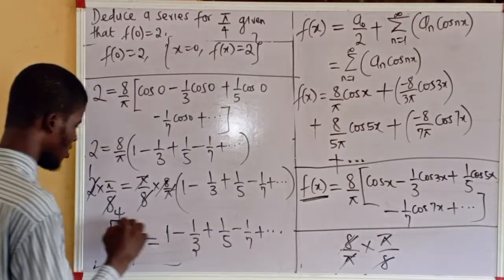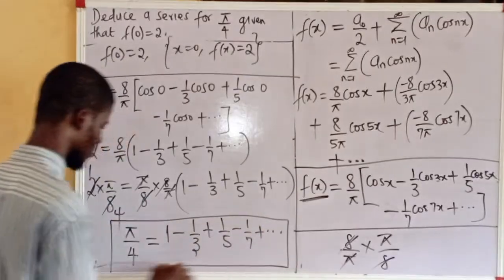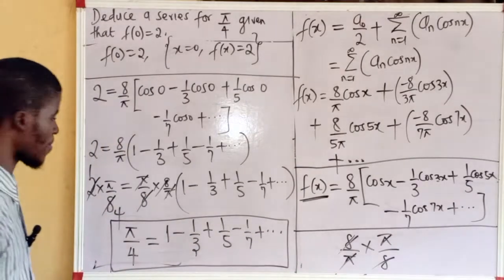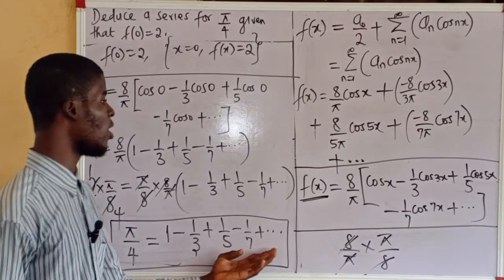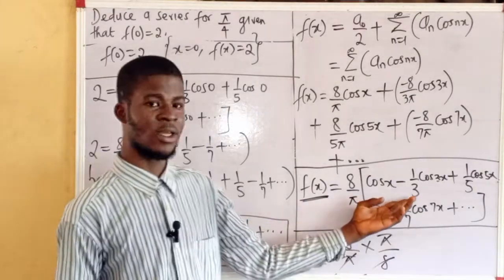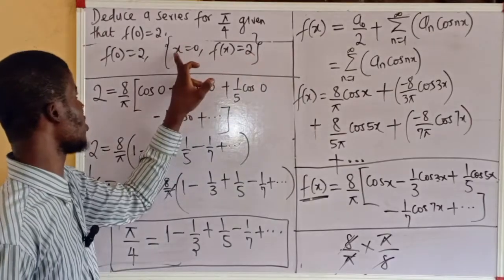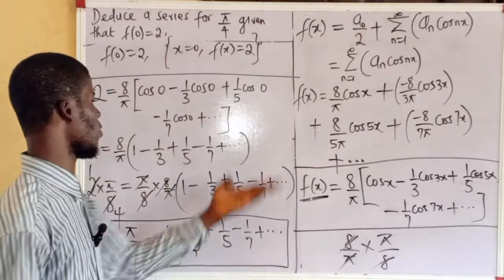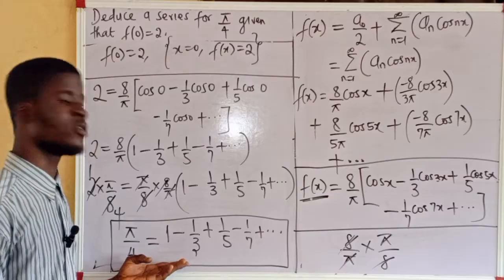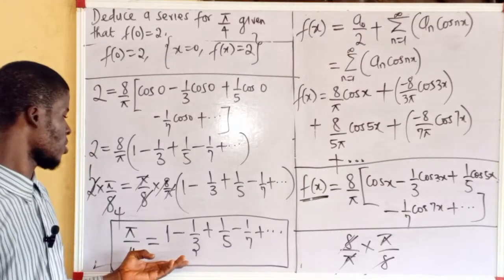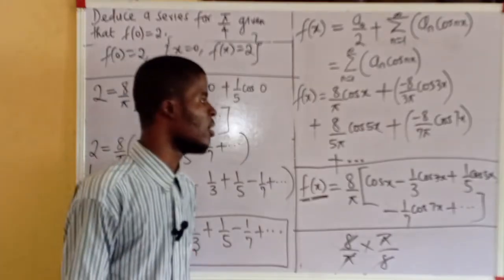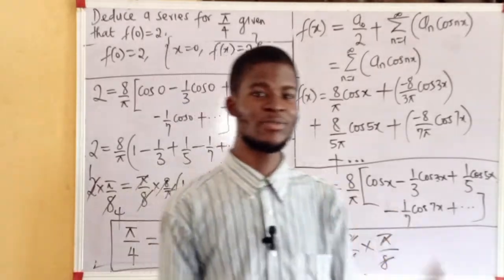So this actually is a series for pi over 4. Isn't it interesting? This is the series for pi over 4, and this is the Fourier series of the function. So given that f of x is equal to 2 when x is equal to 0, the series for pi over 4 is what we can see on this board. So this is how to determine the Fourier series of an even function.